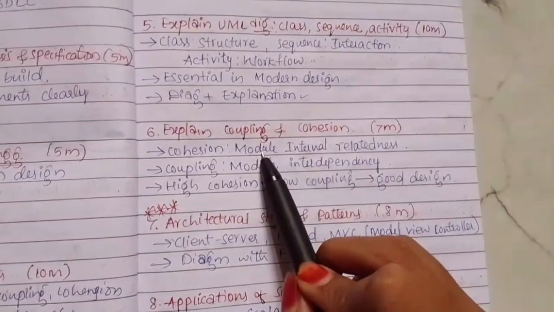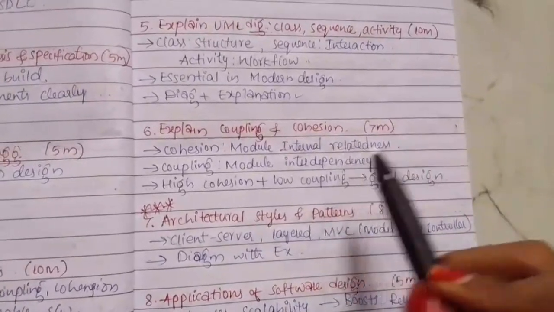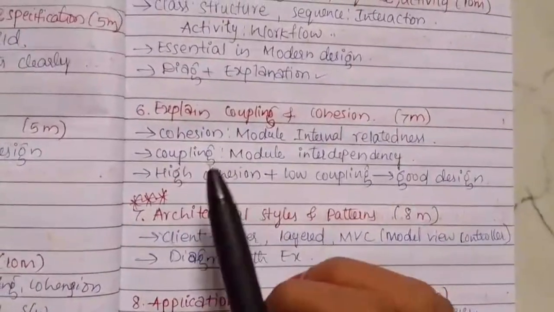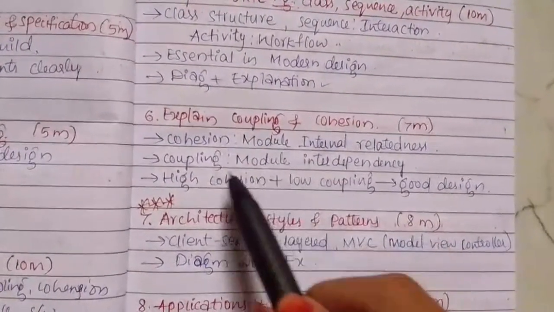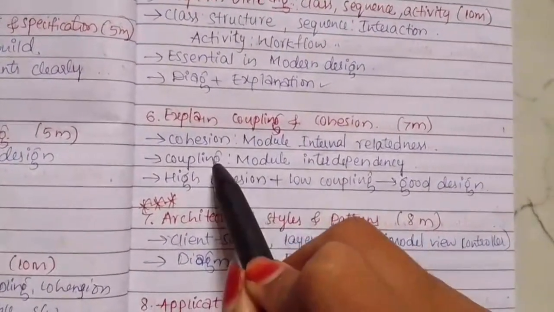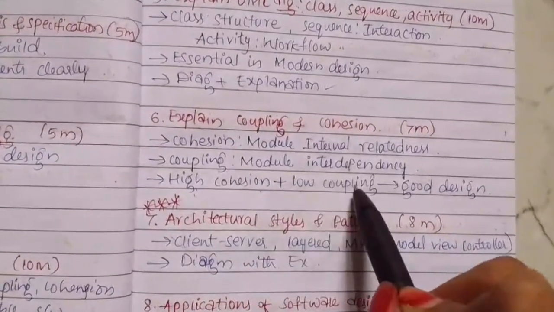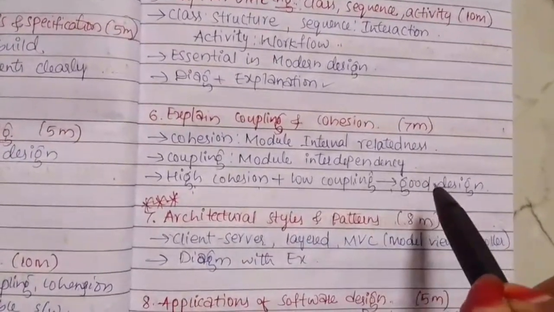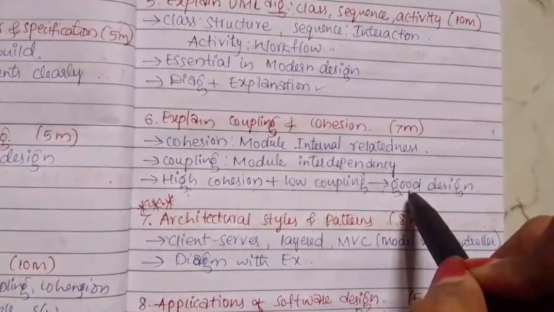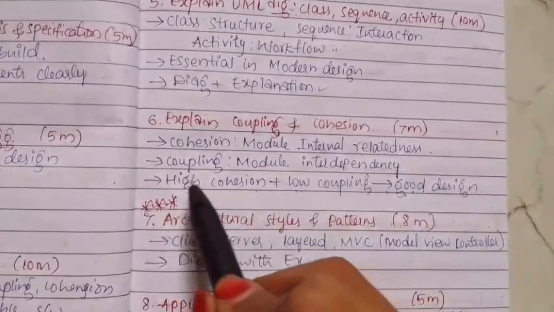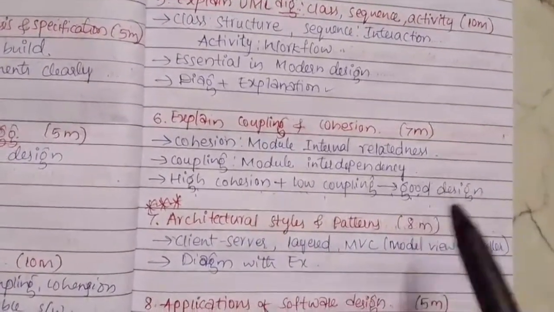Cohesion means module internal relatedness. And coupling means module interdependency. You have to explain these two, cohesion and coupling. And high cohesion, low coupling is the best combination for good design. We will get a good design when we have low coupling and high cohesion. This is the best combination to get a good design.